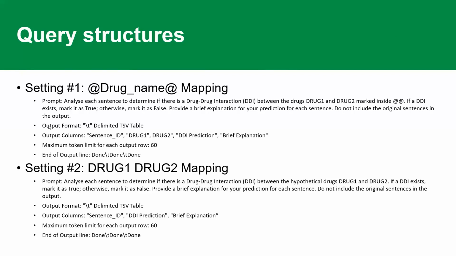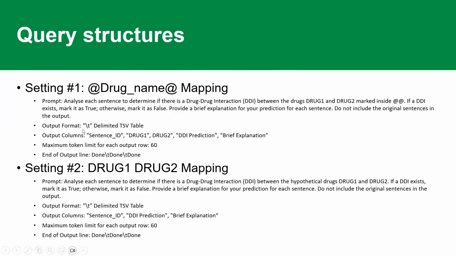For example, I'll talk about this first prompt, where we said to analyze each sentence to determine if there is a drug-drug interaction between drug 1 and drug 2 marked inside @. Then we have given the sentence with this query. So we have explicitly told the model to consider the drug names only inside the @. It will not consider any other drug names present in the sentence. And to get the results in a usable format, we also have to indicate which output format we need and which columns are needed for us.